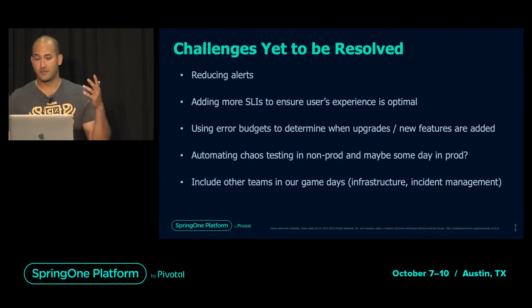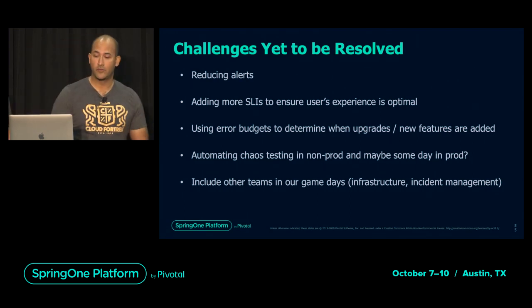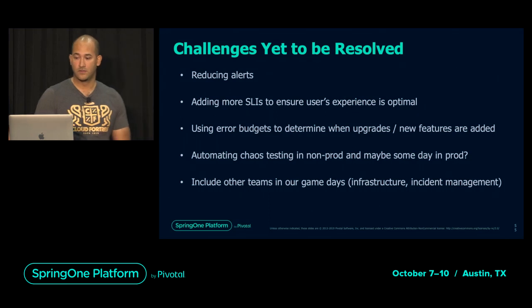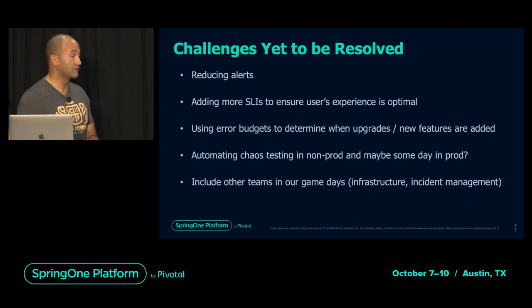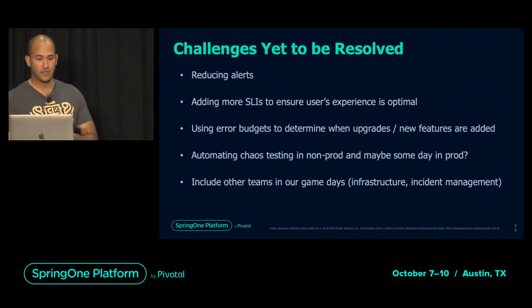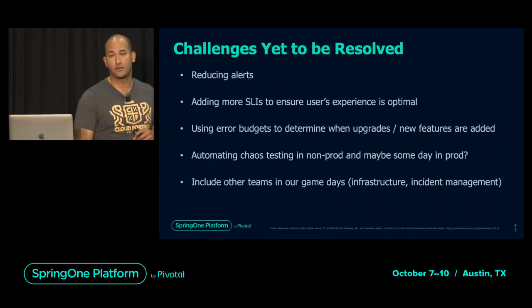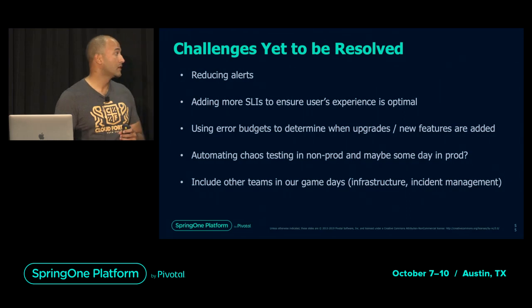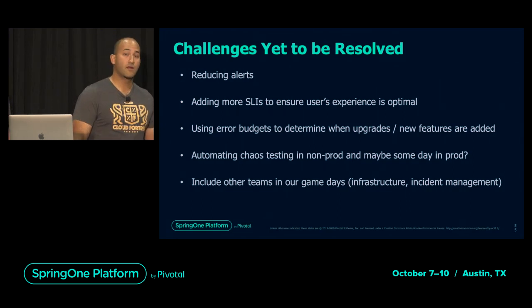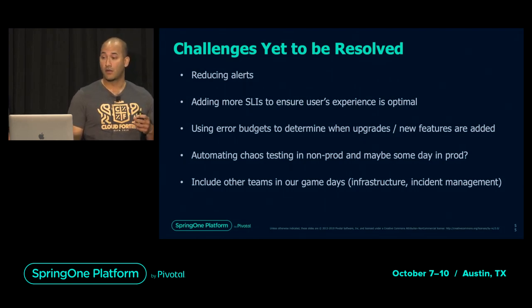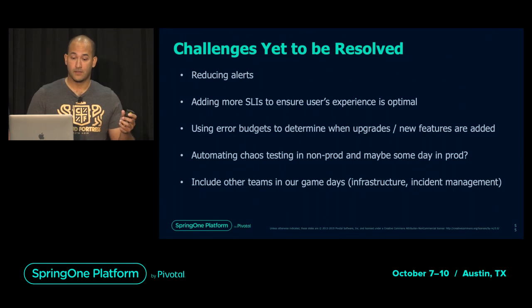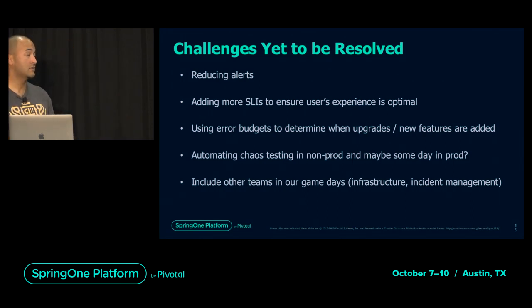Some of our challenges that we've yet to resolve are reducing the number of alerts. Again, that speaks volumes to the amount of alerts that you're getting, and trying to dissolve or remove alert fatigue. We want to also add more service level indicators to ensure our users' experience is optimal. We want to actually use error budgets to determine when new upgrades and new features are added. As well as we want to automate chaos testing in non-prod and possibly someday in production.